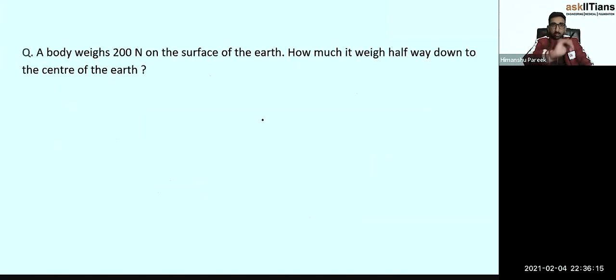Let us take one more question. A body of weight 200 Newton on the surface of Earth, how much will it weigh halfway down to the center of the Earth? Now that's a tricky question for you guys. It's also again from the NEET exam.